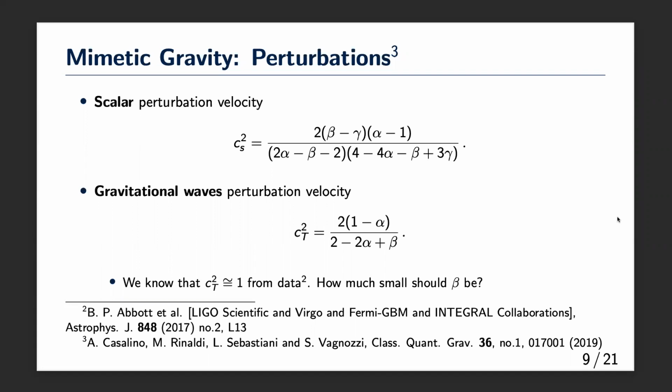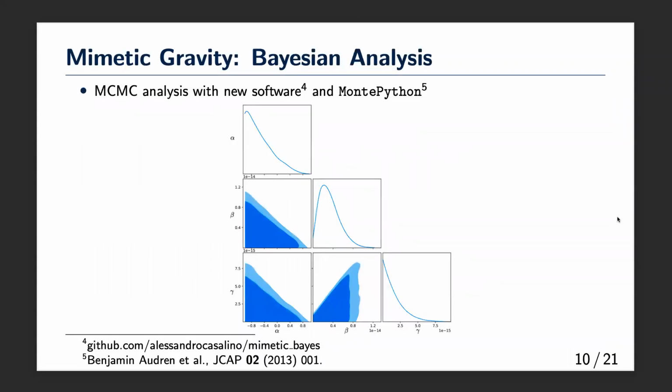Why do we want to check the smallness of beta? Because the object that we add to the action might have some meaning as a quantum correction. So we might also want to check if these parameters can be non-zero and very small. And the way to do this is with another numerical method that is called Bayesian analysis.